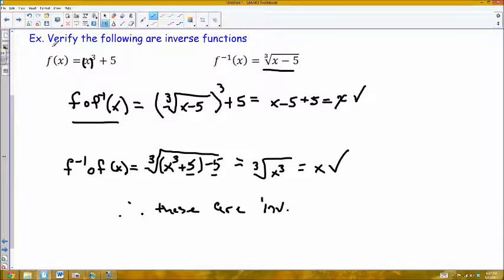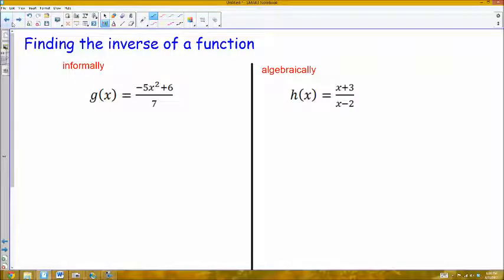That is how you verify a set of functions are inverses of each other, using that definition of inverse, that the functions undo each other and give you back the original input. So that's verifying inverse functions, but you also need to be aware of how to find an inverse function.